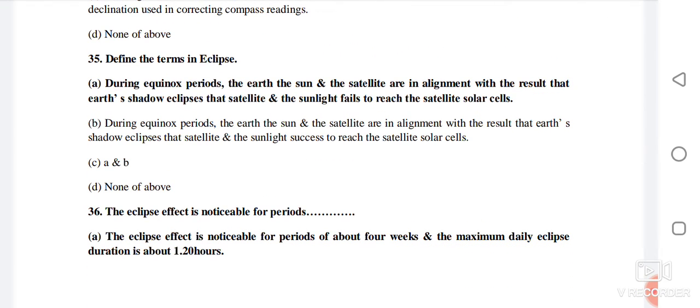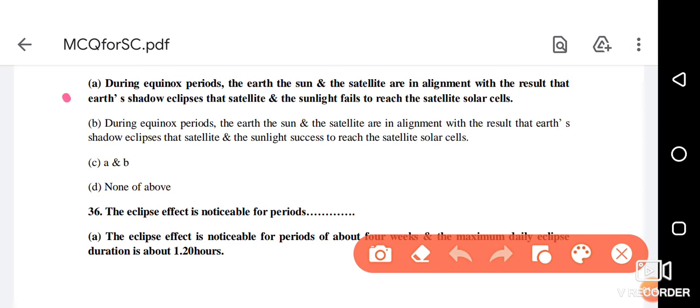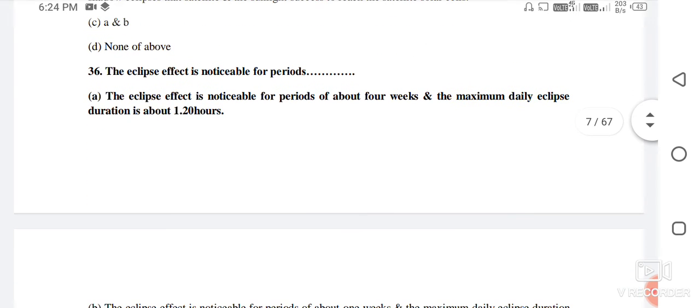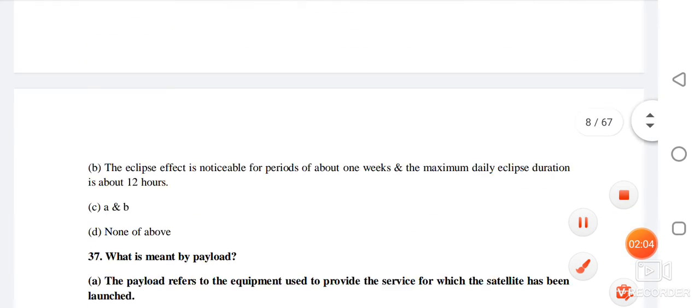Define the term eclipse. So the right answer is option number A. Please, you can pause this video and read the question number fifth answer. The eclipse effect is noticeable for the period. So the right answer is option number A. The eclipse effect is noticeable for a period of about 4 weeks, and the maximum daily eclipse duration is about 1.2 hours. Next question.